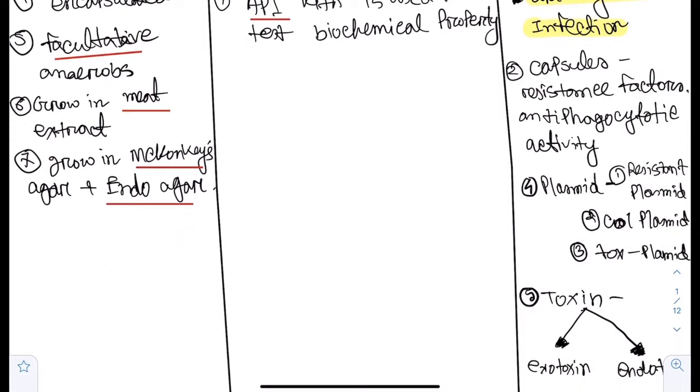Then the second factor is the capsule, and this is the resistance factor, and it can actually evade the phagocytic mechanism caused by the host cell.